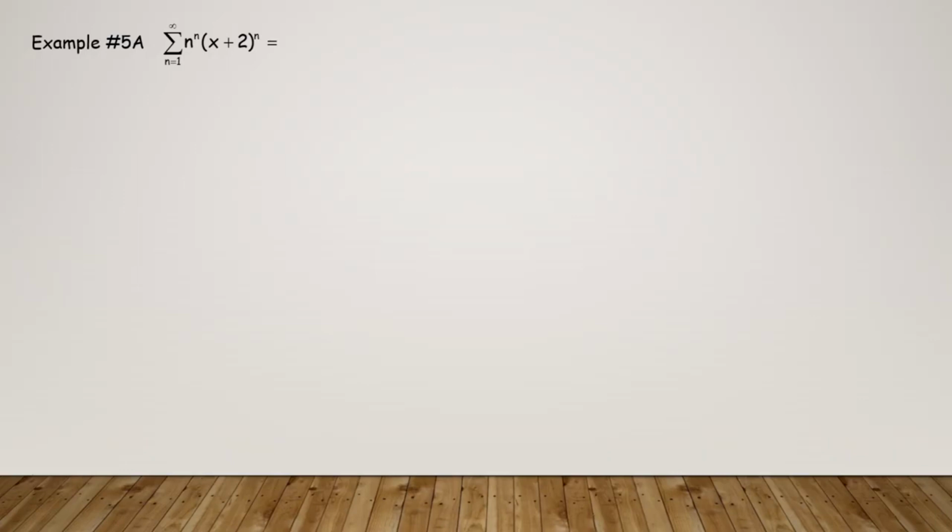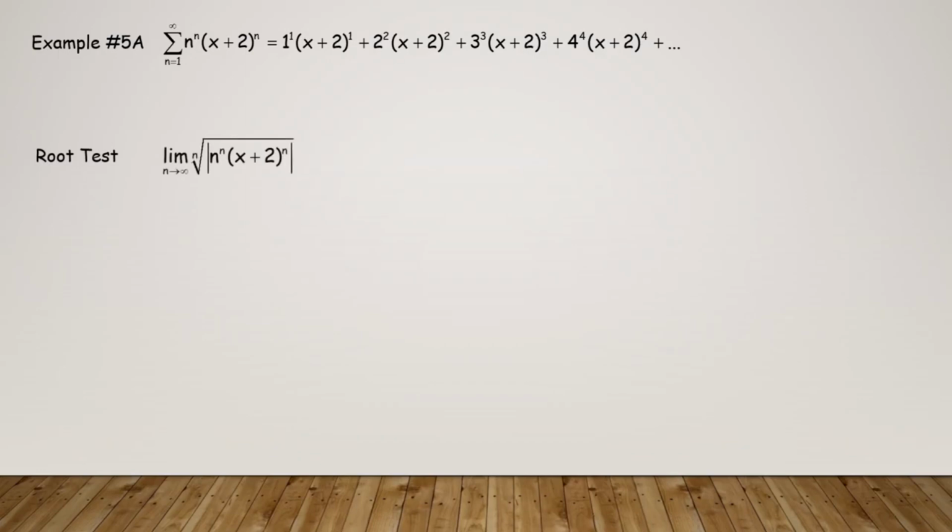Let's look at an alternate version of the problem we just did. In this case, n to the n will now be multiplied by the quantity x plus 2 raised to the n. We will again apply the root test, and as we go through the process of determining the limit, we should come to the same conclusion as before.